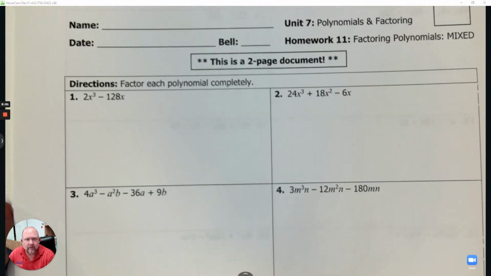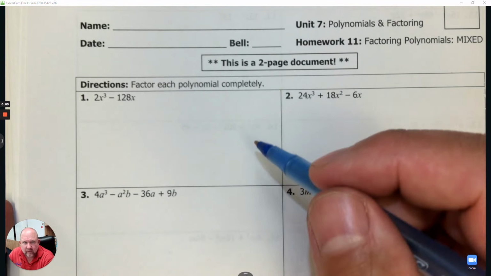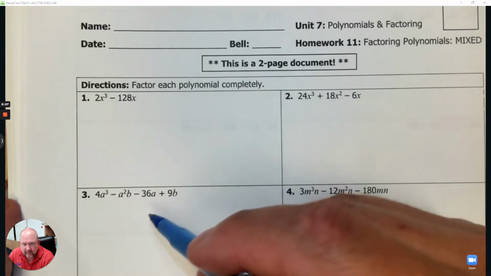All right, here are your homework solutions to factoring. And again, I'm only going to do the ones with one variable, not the multivariable.